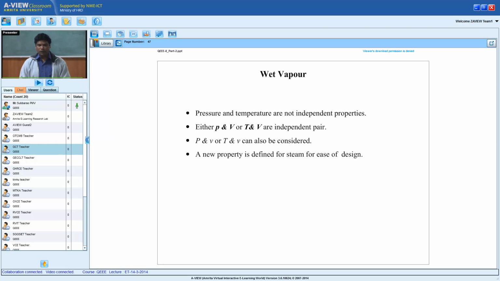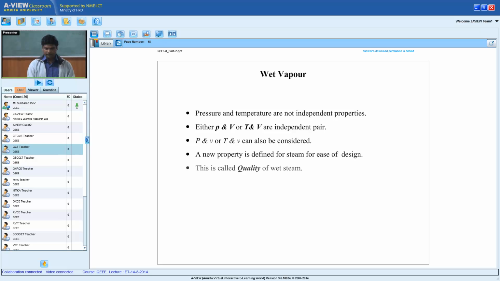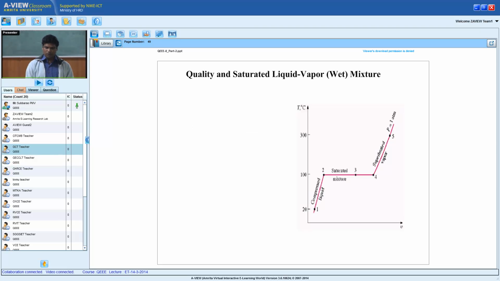So a new property is defined for the use of steam, for ease of design. Why? They wanted to know the fraction of steam. That's how they defined the new property, which I called quality. This is called the quality of the wet steam, or sometimes books call it the dryness fraction, and it is most popularly denoted x, but there is no rule that it should be.